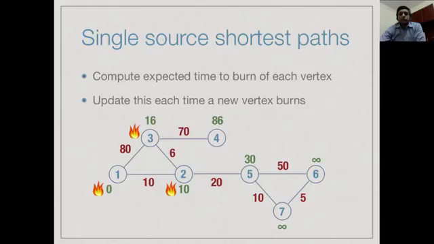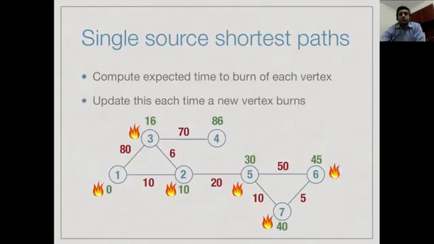Now among those which are not burnt, namely 4 and 5, which have a finite value, 5 will burn next. So we set its status to burnt, and we update its neighbors to 80 and 40. At 6 we have 80, and at 7 we have 40. Now 7 burns next. So we look at the costs going out of 7, and we replace the 80 at 6 by 45. And now 45 burns next. 6 burns next at 45, so we mark it burnt. And finally, we mark 4 burnt at 86.